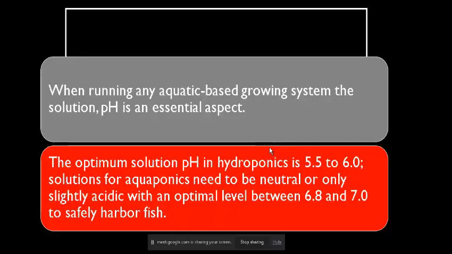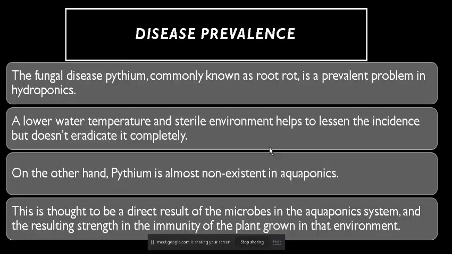Any system may be there, maybe aquaponics, maybe DFT, maybe NFT, but the ideal pH should be very, very low, 5.5 to 6. And what is the difference between DFT and aquaponics? Aquaponics always has fish. They always harbor fish, right? So if you see the root rot, it means there is a fungal disease, maybe Pythium, right? And other problems may be there. Very low water temperature or a very sterile condition you can provide to avoid such kind of attack.